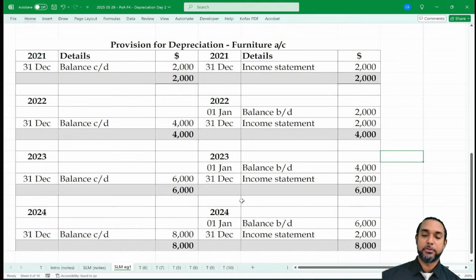Right, so sorry. As we could see here, every year we charge the same amount of depreciation. So it accrues uniformly every year.